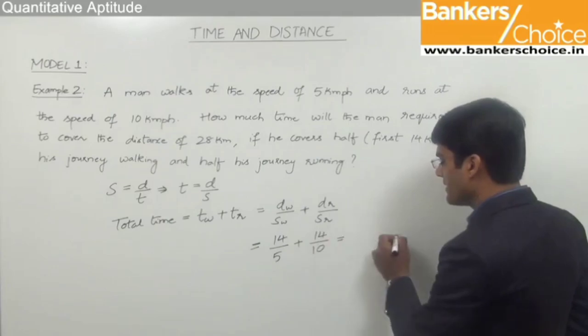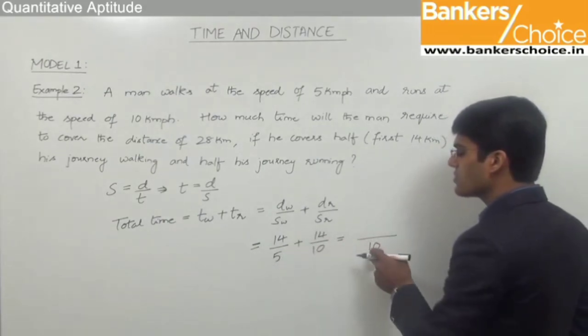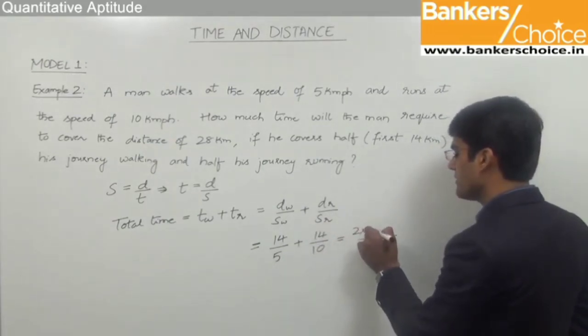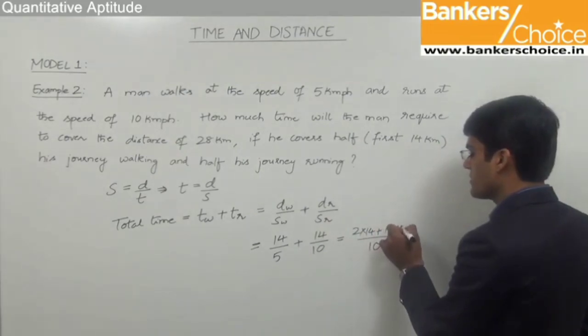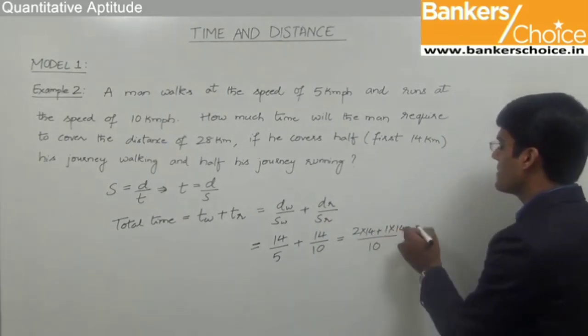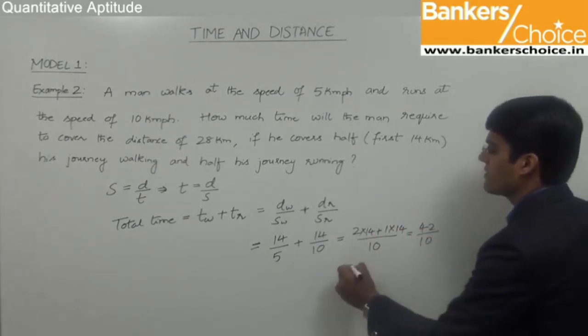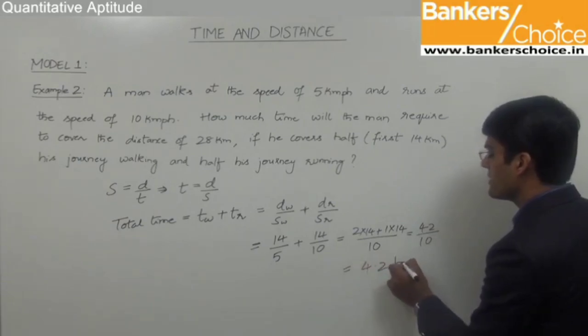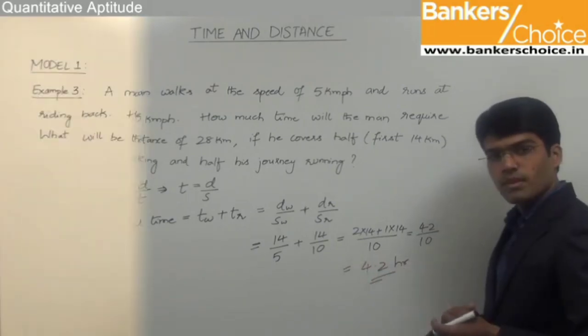If you simplify this, 10 is the LCM, 5 goes 2 times. So 2 into 14, plus 10 goes 1 time, so 1 into 14. So that is 28 plus 14, 42 by 10. So we can say that the total time required is 4.2 hours.